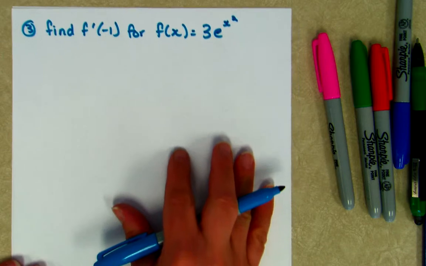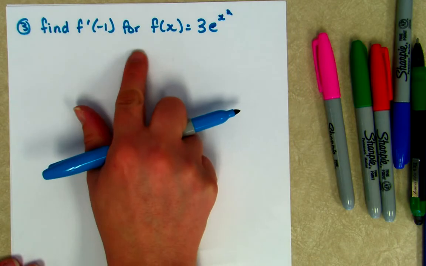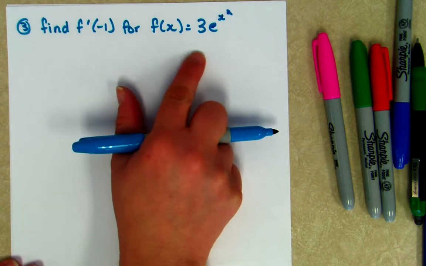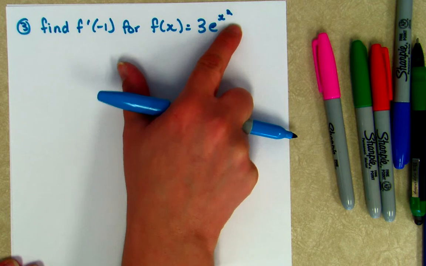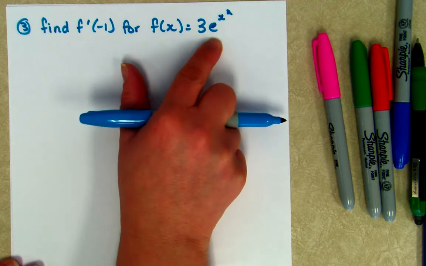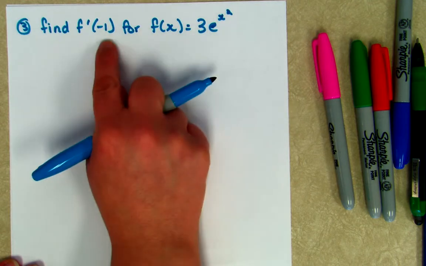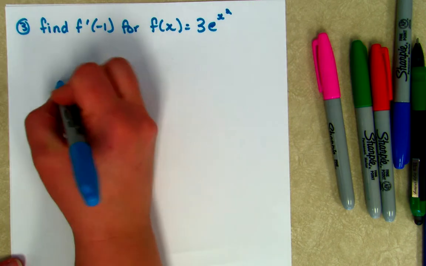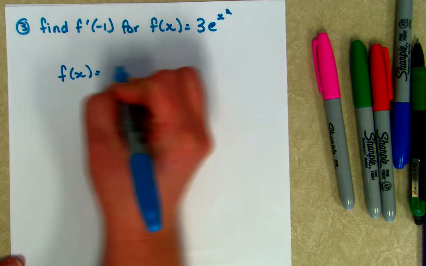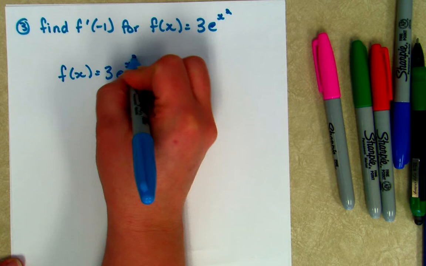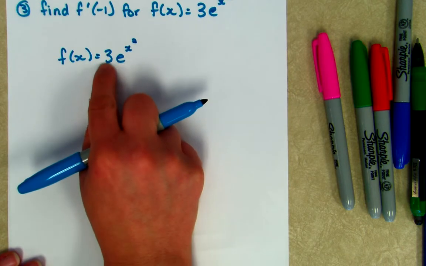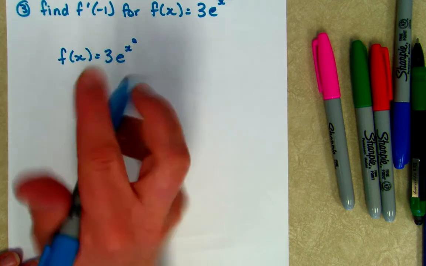Okay, find the value of f prime at negative 1 for f at x equal to 3 times e to the x squared. This is another way of saying what's the slope of the tangent at x equal to negative 1. So if f at x equals 3e to the x squared, this isn't product rule. This is a constant multiple. There's no variable in this 3.